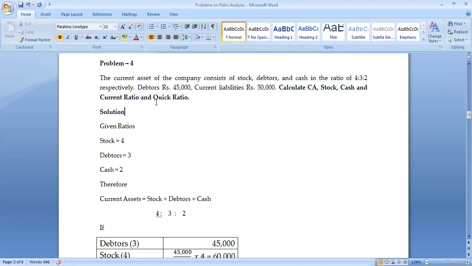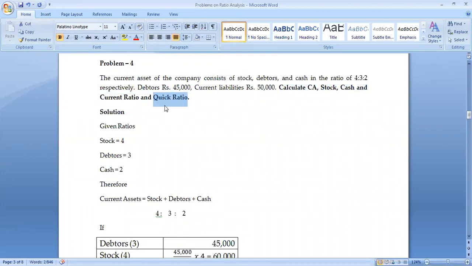So see, there is a hint to find out the values. They have asked you to find out the current ratio as well as the quick ratio. What is the formula to calculate the current ratio? Current assets divided by current liability. Quick ratio is quick assets divided by current liability.